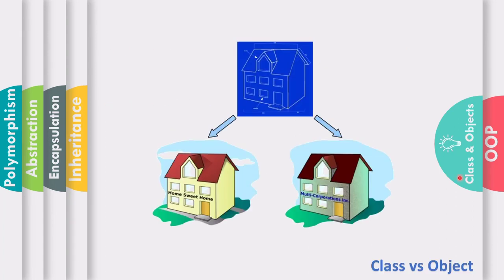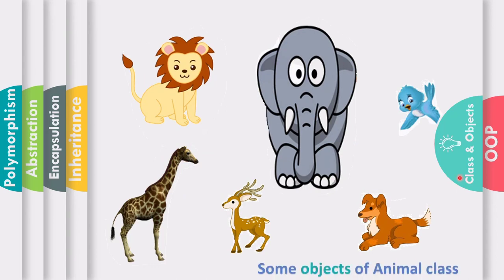Houses are built on a plan. The plan is the blueprint, which is the class, and the derived houses are objects. These are some examples for objects of the animal class.